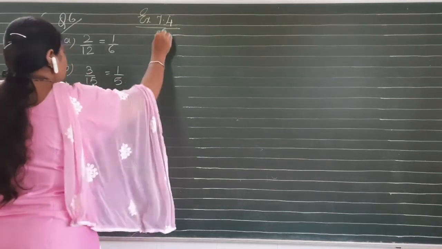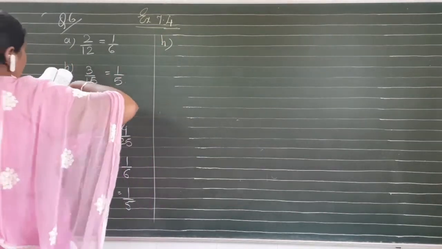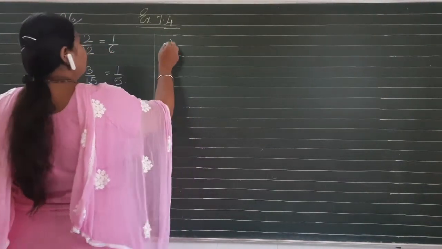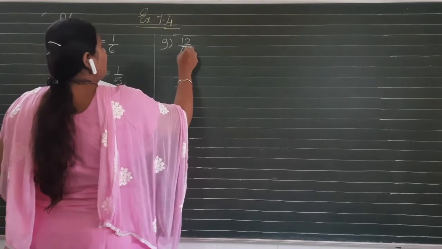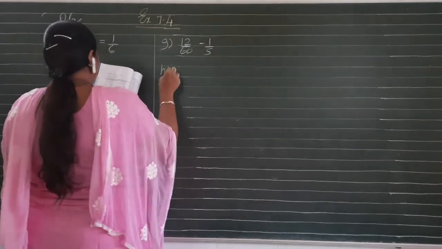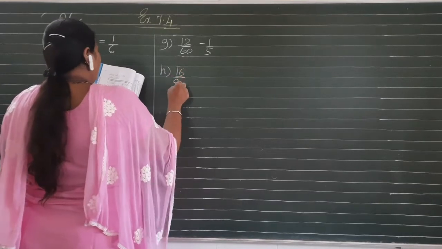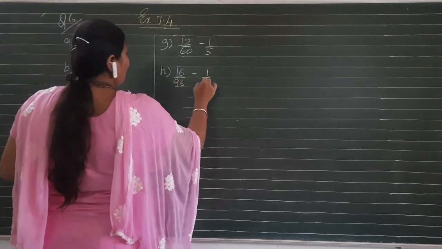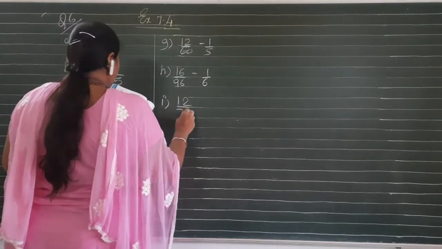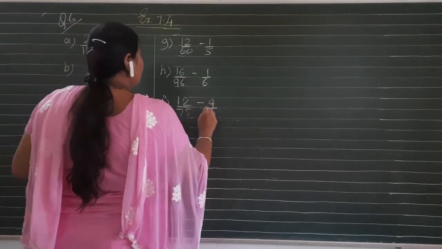Next, G. 12 upon 60. It's 1 upon 5. How? 12 ones are 12, 5 twelves are 60. H. 16 upon 96, 1 upon 6.